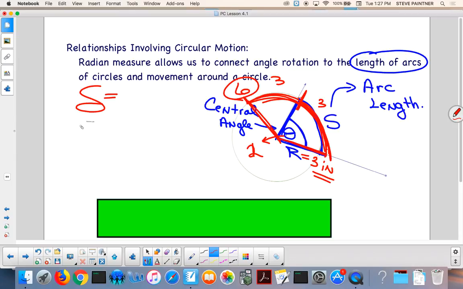R times what? R times theta, and theta is 2 radians, so yeah, you're right. Basically, that's it, isn't it? If I had a radius of 3, and I had 2 radians for my central angle, the answer has to be 6 inches, correct?